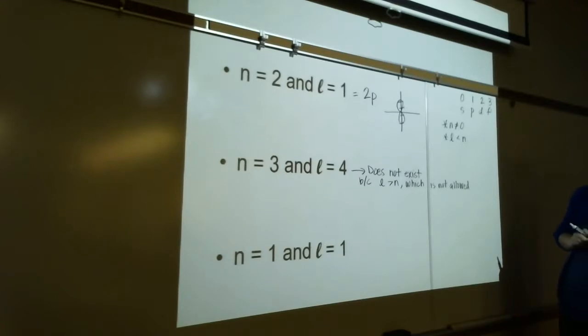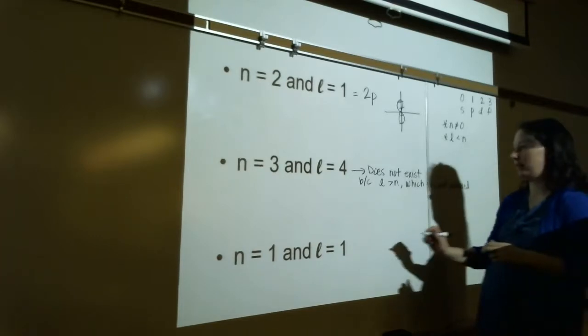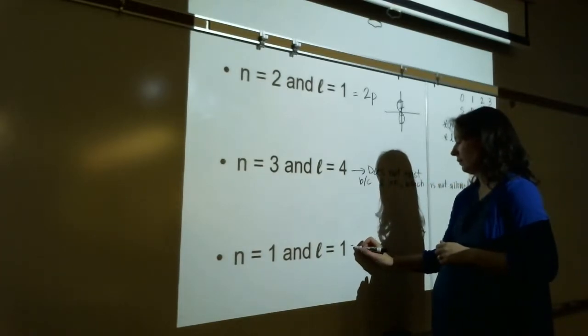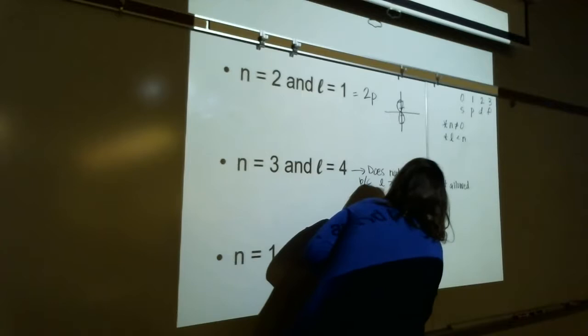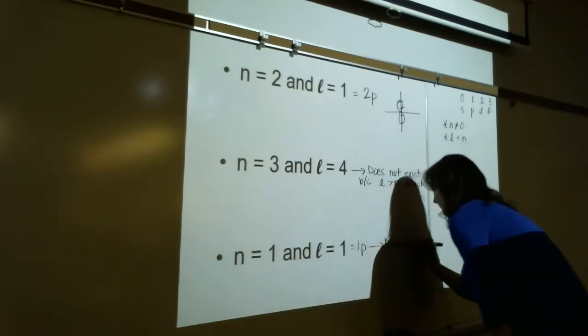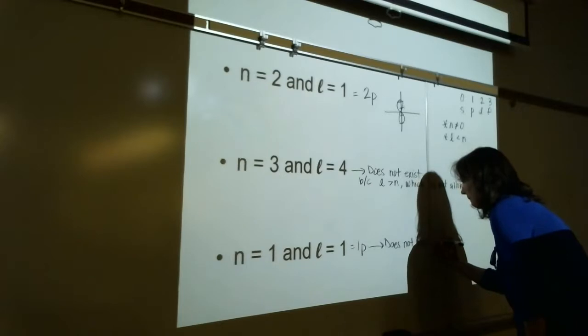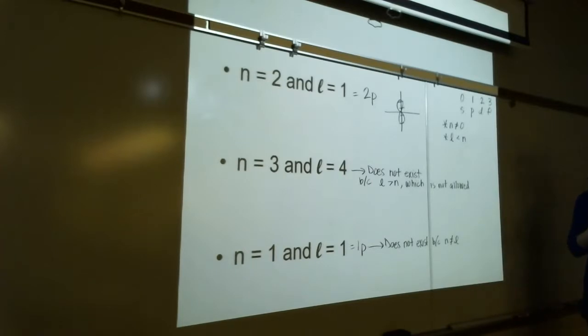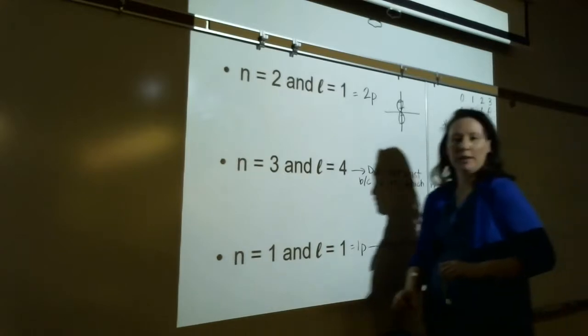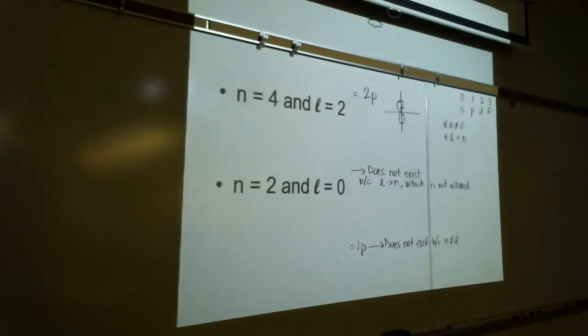Just kidding. All right, n equals 1 and L equals 1. If we were to name it, what would its name be? 1P. Does that exist? Why not? Right, this also does not exist. Good. These are the kind of little traps I like to lay to see who falls into them. All right, let's go to the next ones.